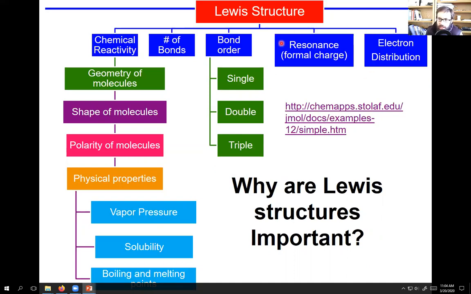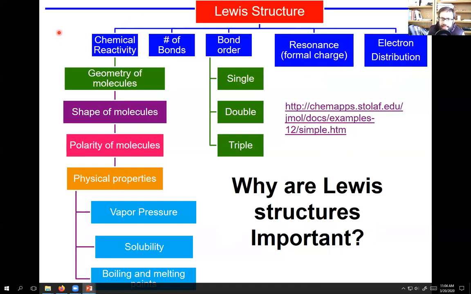You can also get something called resonance out, which tells you how the electrons maybe are delocalized across the whole structure. Those electrons in a bond could be shared across multiple atoms, as we'll see. And that ties into electron distribution. Are the electrons on certain atoms? Are they being shared across a molecule? Are they being shared across a different bond? All of these things together give you a lot of information about chemical reactivity, which ultimately is what chemists are interested in one way or another. It all comes back to chemical reactivity.